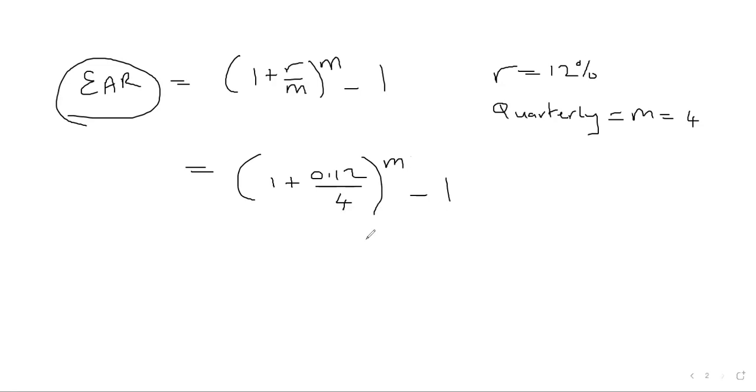So this will give us, where there's m, we put a 4. So when you divide this in there, we're going to get 1.03 to the power 4. And you subtract a 1. So this will give you the real interest rate, which is 12.55%.